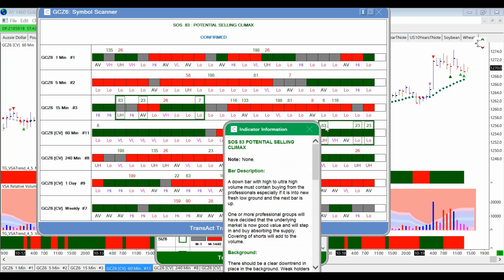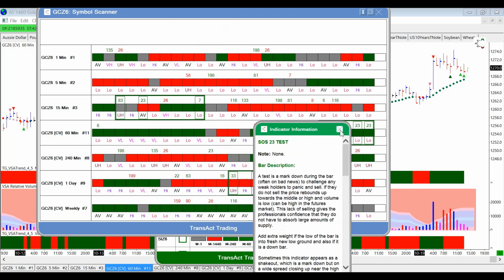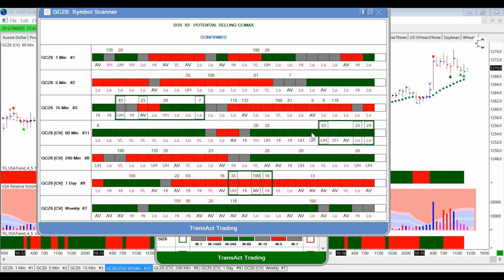Look, you can click on an indicator now and you can see. Now, this is a great opportunity. Yeah, you've got a sequence here, right?